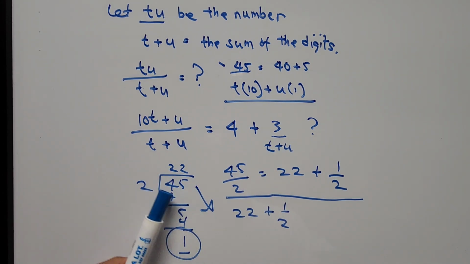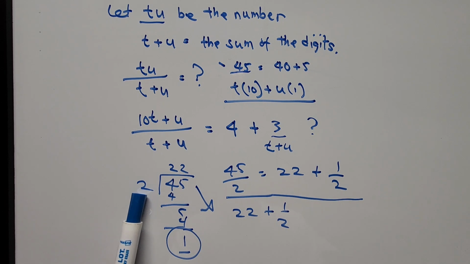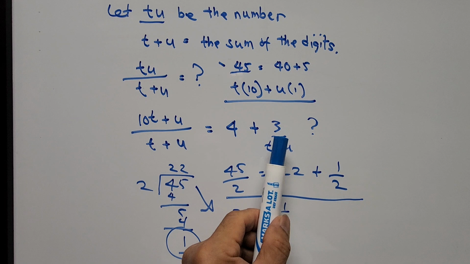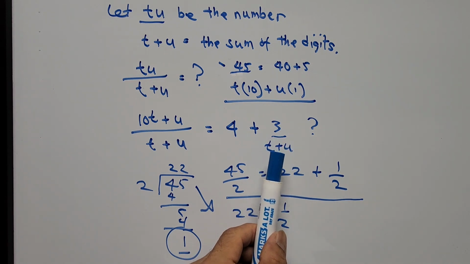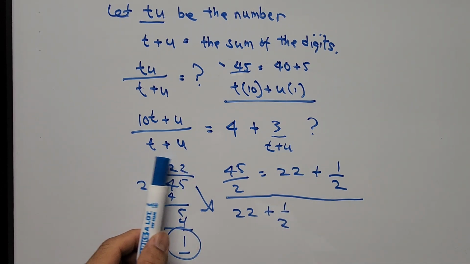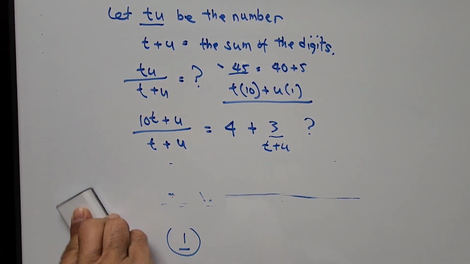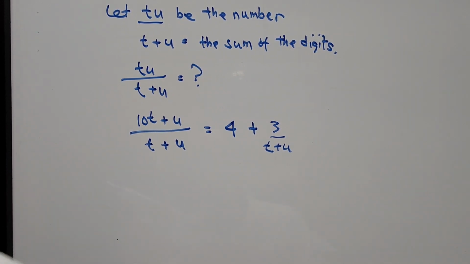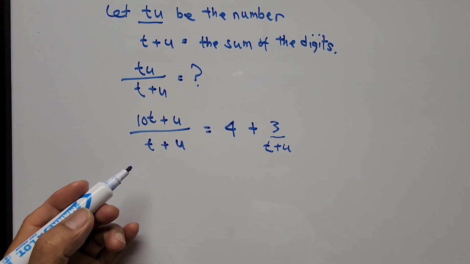So this can be written as 45 divided by 2 equals 22 remainder 1, which is 22 plus 1 over 2, or 1/2. So here the answer is 4 and the remainder is 3. So this can be written as 4 plus 3 divided by t plus u, our divisor, like 2 right here, t plus u. Okay. So we have an equation over here. We have one equation. So if we simplify this equation, how do we simplify that?